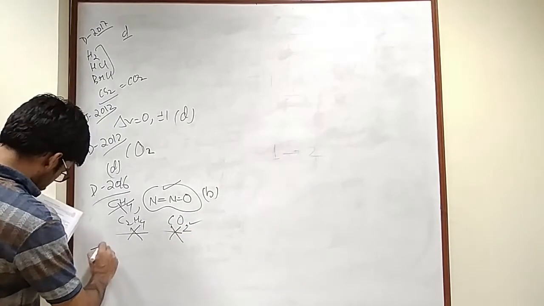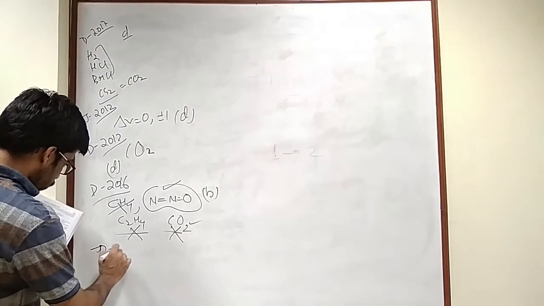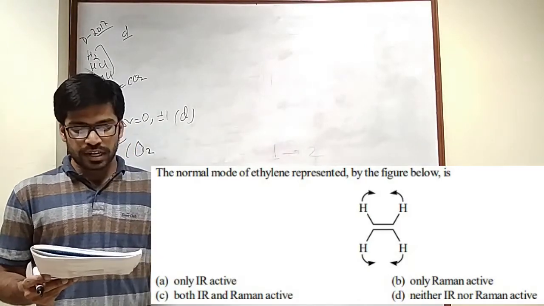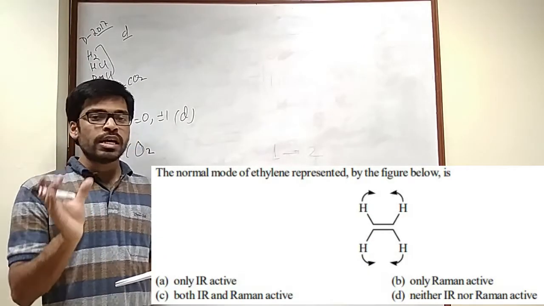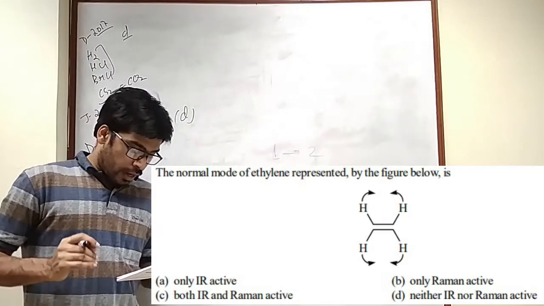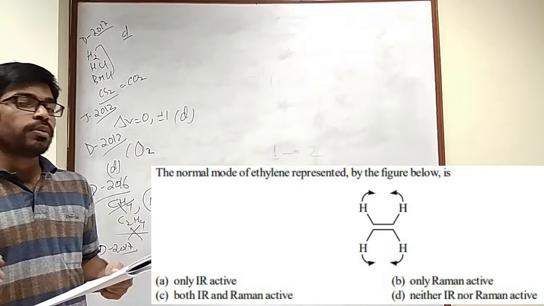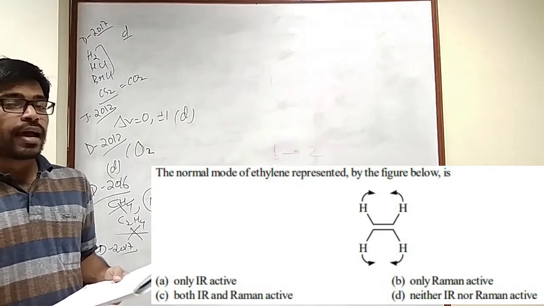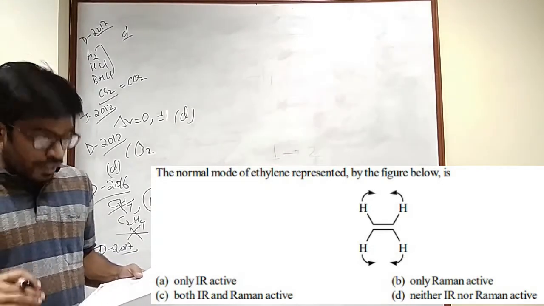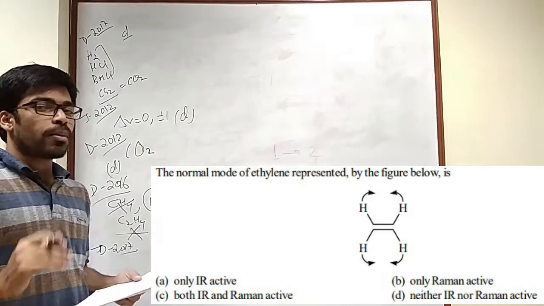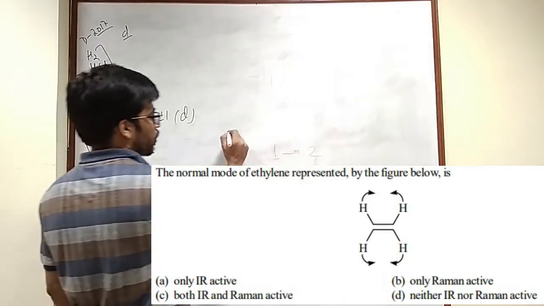Then the next question we have is from December 2017, and the question says the normal mode of ethylene is represented by the figure below. In the figure you can see the hydrogen atoms are bending. Now in this case there is no change in the dipole moment of the molecule. So the dipole moment remains the same, so that would mean this is an IR inactive mode. And if you see, there is a center of symmetry at the middle of the carbon-carbon bond.